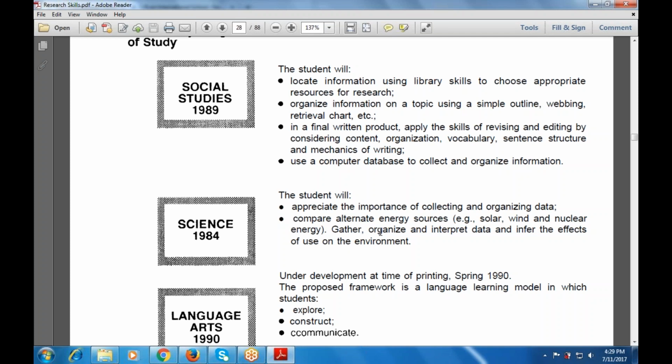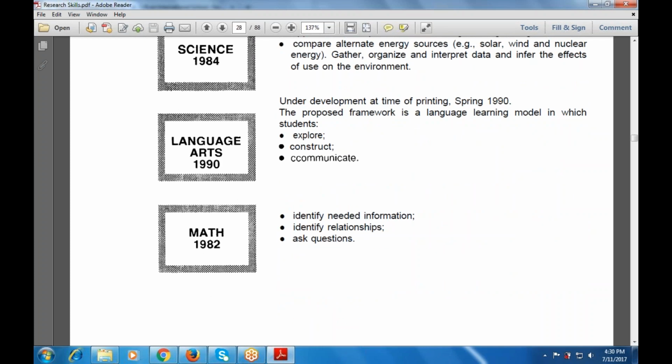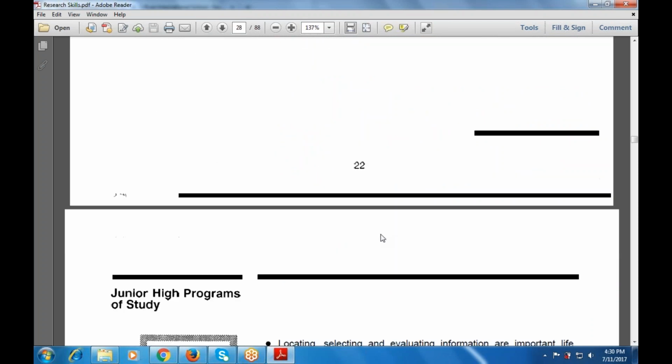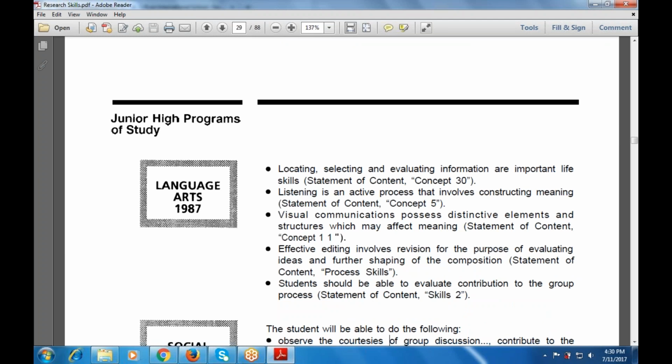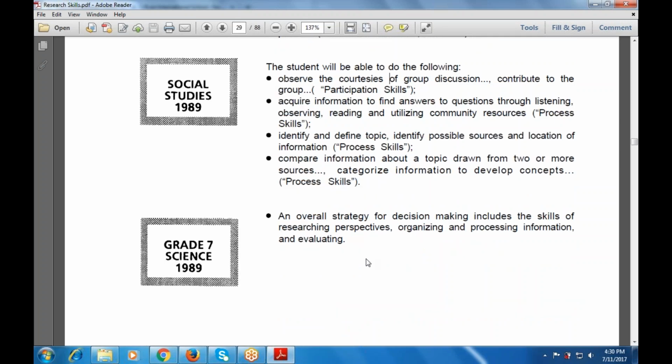Then next is under development, the type of printing, that is Spring 1990, and this proposed framework is a language learning model in which the students will explore, construct, and communicate. Identify the needed information, identify the relationship, and also ask questions about the review process. But the main thing is the overall strategy for decision making, that is how they use the skills of researching perspectives, organizing and processing the information, and evaluating.